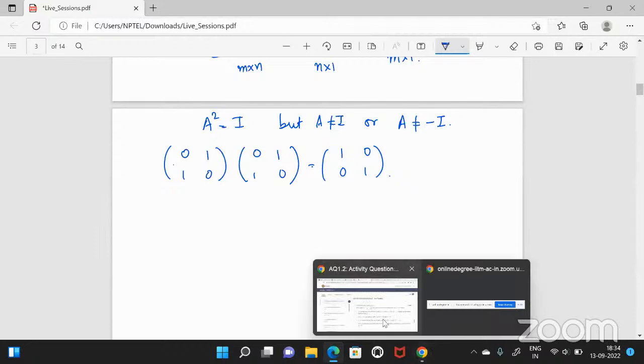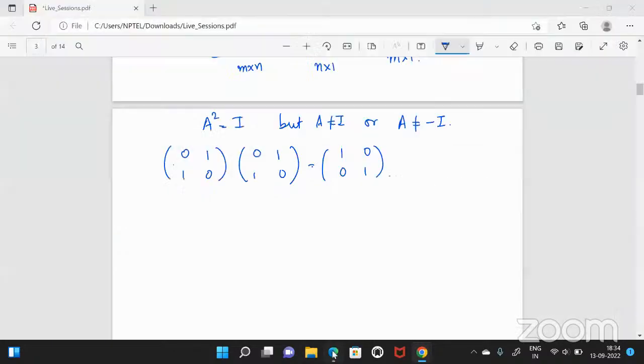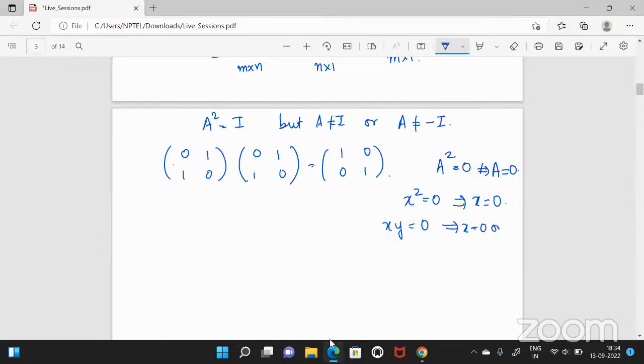For example, we can have A squared is equal to 0, but that doesn't necessarily mean A is equal to 0, right? But when we have numbers, this holds. If I have a number x squared is equal to 0, then we know that x has to be equal to 0. And if I have two numbers that multiply to 0, then I know that x is equal to 0 or y is equal to 0. All these don't hold for matrices. AB is equal to 0 does not imply A is equal to 0 or B is equal to 0.